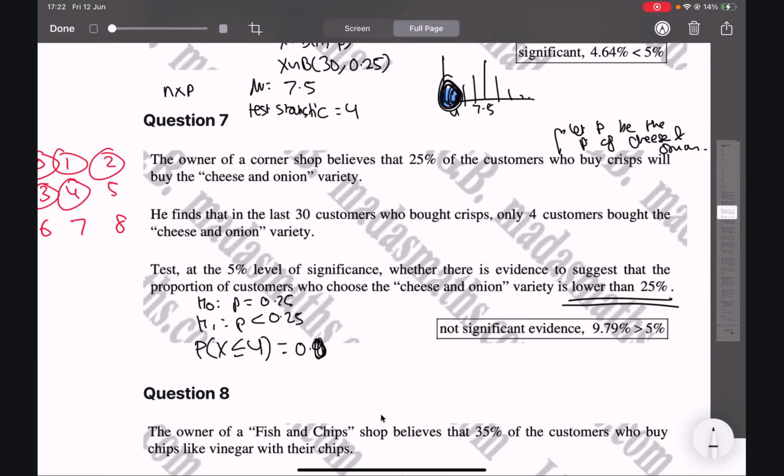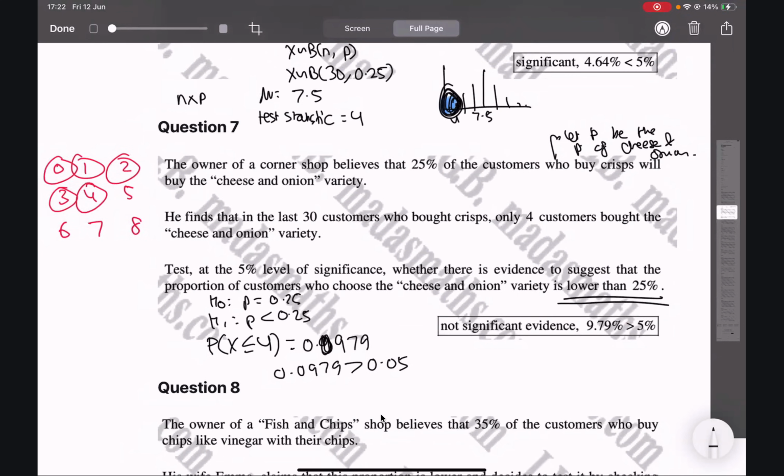And then, like you said, you just put those numbers in your calculator. We get 0.0979. 0.0979 is more than 0.05. So was it very, very rare or not that rare to have 4 customers buying cheese and onion?